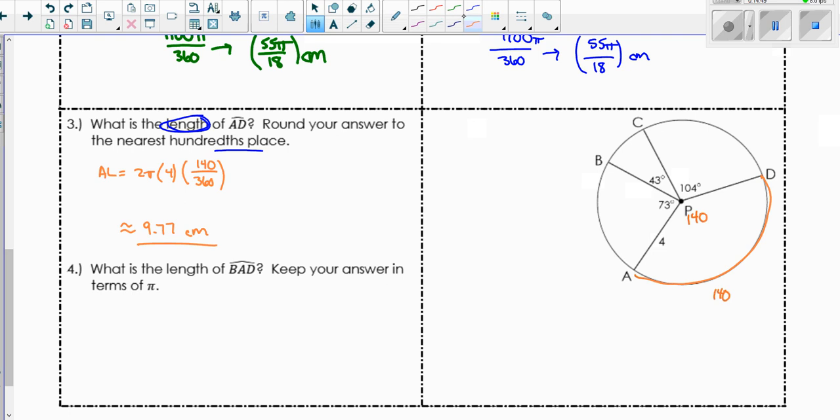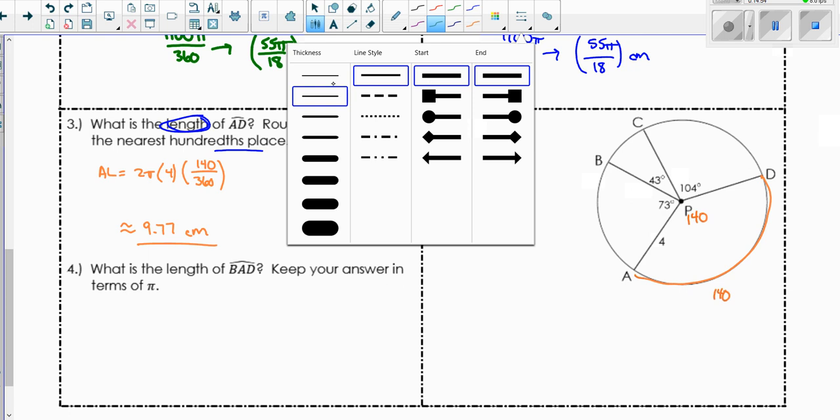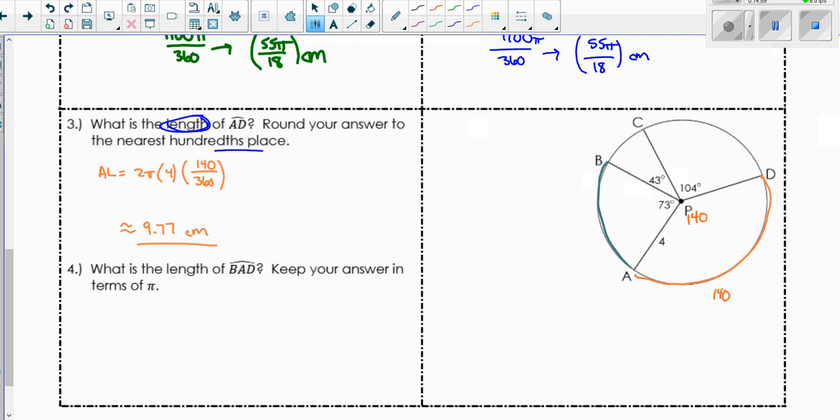Okay. The next one says, what is the arc length of BAD, or sorry, what is the length of BAD? So that means I'm going from B to A all the way around to D. So if this is 73, then this is also 73. If I add 73 and 140, what do I get? I get 213. Keep your answer in terms of pi means that it needs to be an exact answer. Pi still needs to be in your answer. So maybe try this first, and then you can unpause it, and then watch me do it.